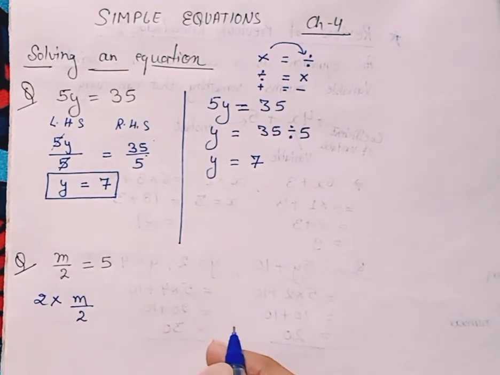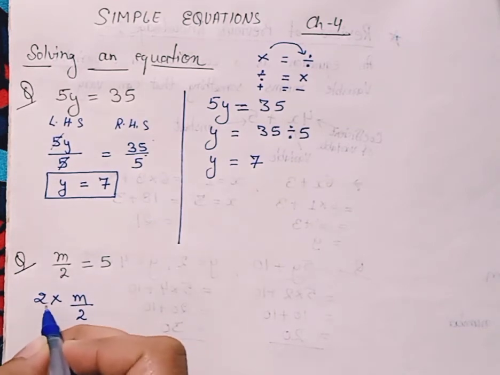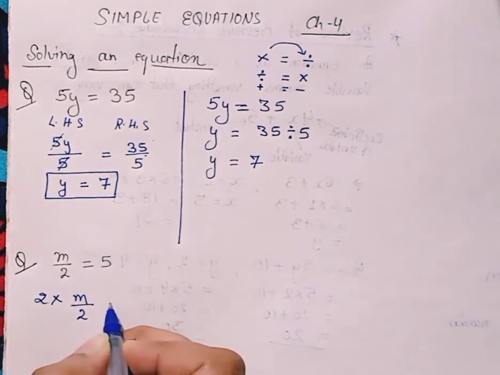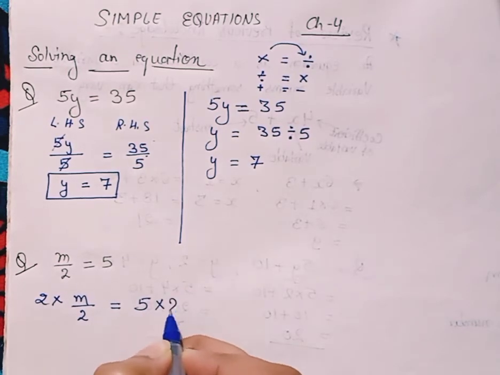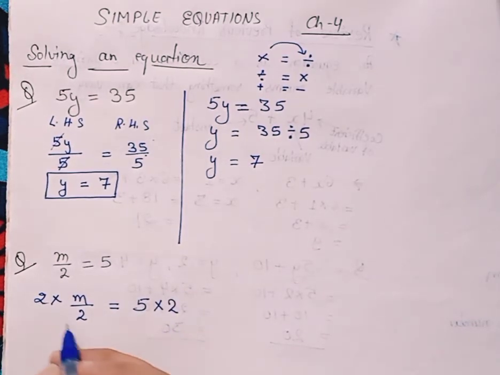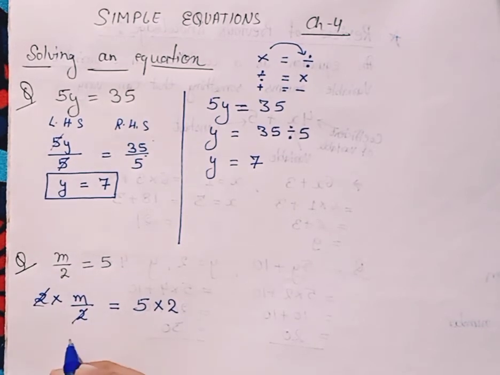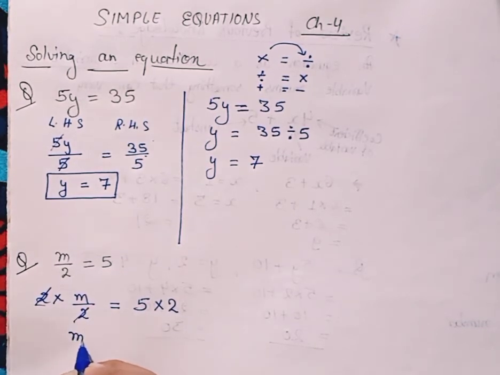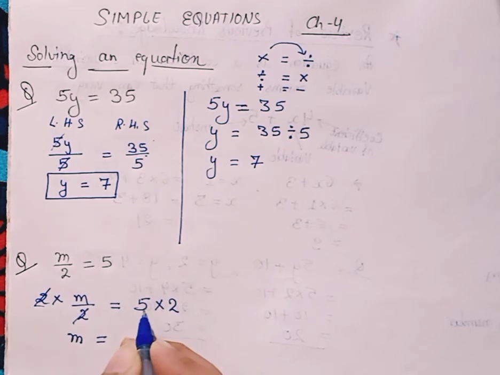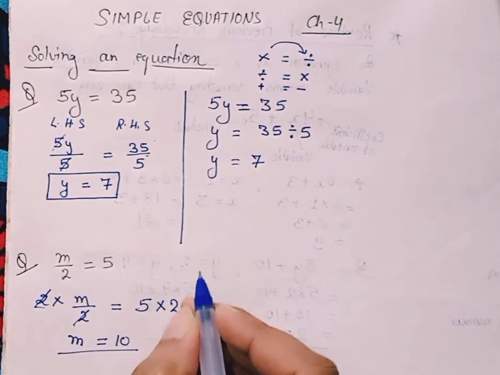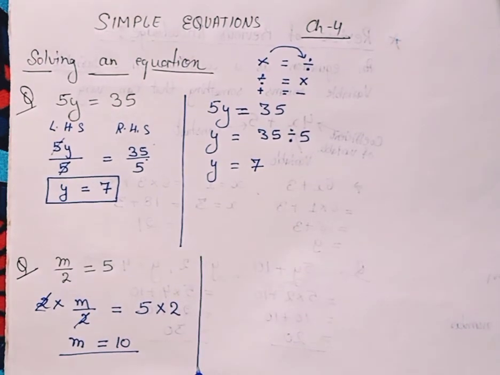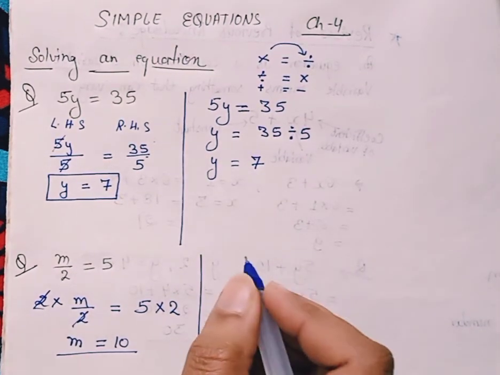2 multiplied by m by 2. So on LHS, if I multiply by 2, then on the other side RHS, I have to do the same process: 5 multiplied by 2. So this 2 and 2 will be cancelled out. Single m will remain, and here 5 multiplied by 2 will give us 10, the answer. That is the first method. Let's solve it by the second method also.